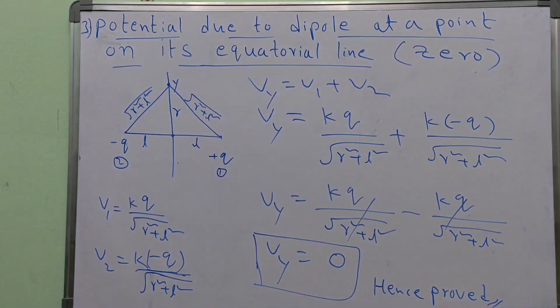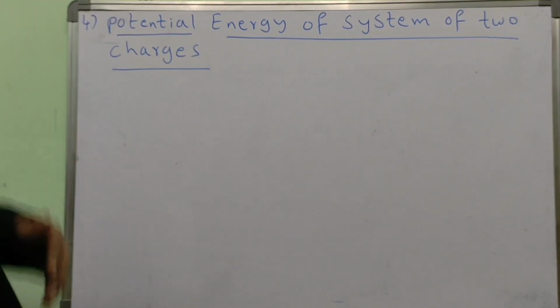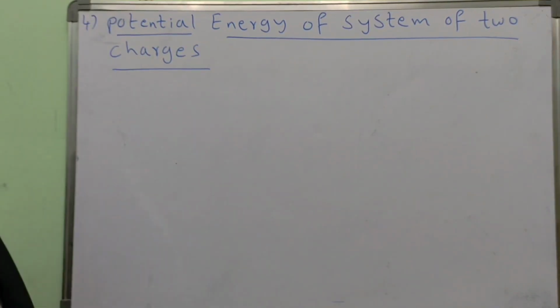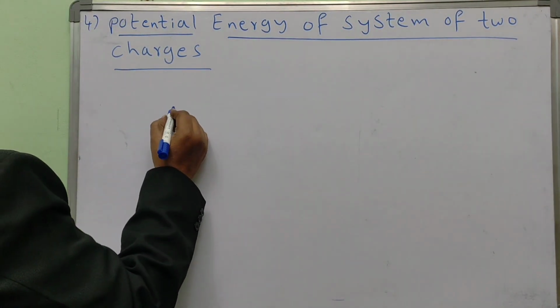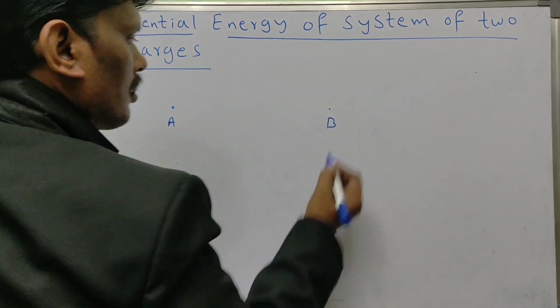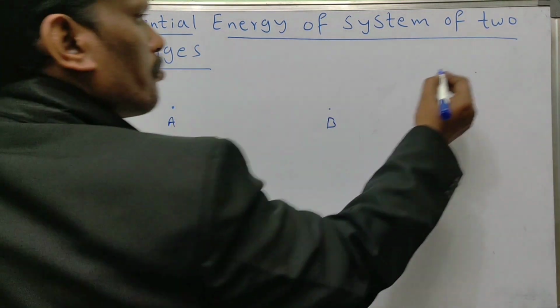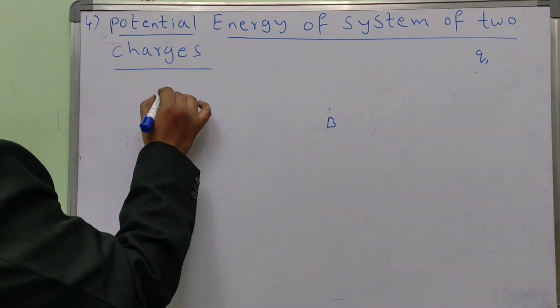Note down, students. Students, this is the fourth derivation: potential energy of a system of two charges. I am going to consider there are two points, one is A, another point B. I am going to bring Q1 charge from infinity to point A.